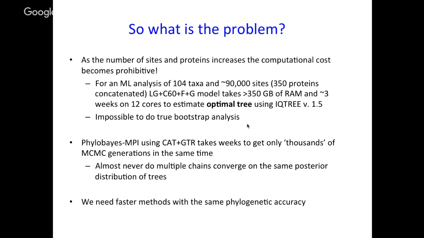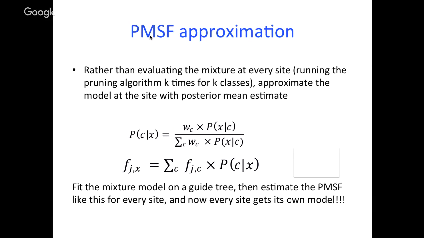So in the time that remains, and I realize I don't have a lot of time, but bear with me because I think this is worth it. We've recently been coming up with approximate methods to try to speed up this problem and make it actually feasible to do the kind of site heterogeneous analyses that are so important for getting accurate phylogenetic trees. So I'm going to introduce to you what we call the posterior mean site frequency approximation. And it's actually pretty simple for those of you who are used to mixture models. For those of you who are not, I'll just walk you through it briefly.